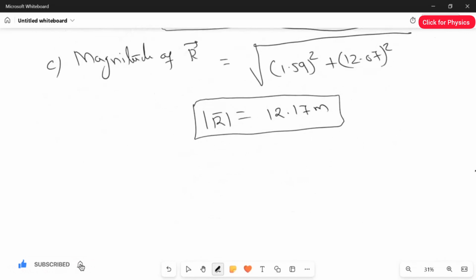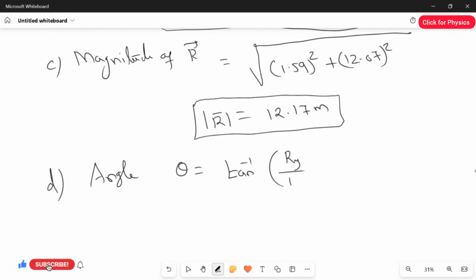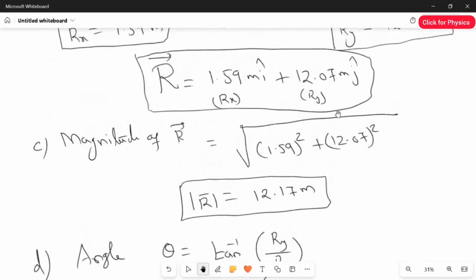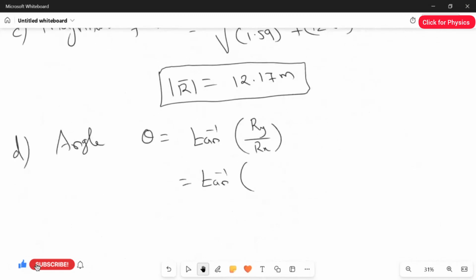So what's the formula for the angle? We studied the angle theta is equal to the tan inverse of r of y divided by r of x. So I have to substitute the values of ry and rx here. The tan inverse of ry, what is the ry value? 12.07, and the rx value is 1.59. So I have to substitute these values. So 12.07 divided by 1.59, I got the answer here as 82.49 degree. So this is the answer for the last question.